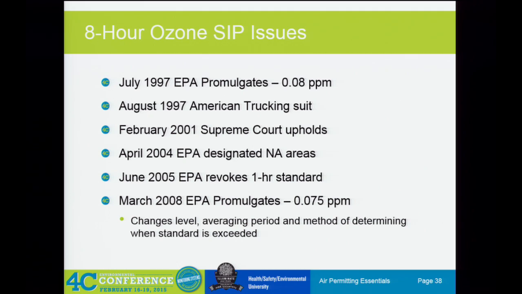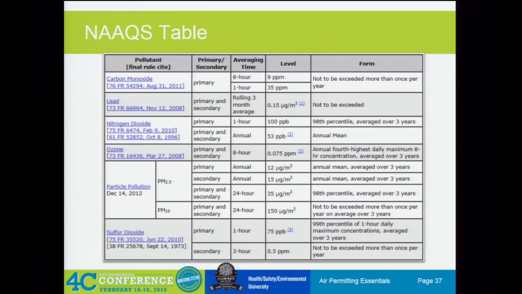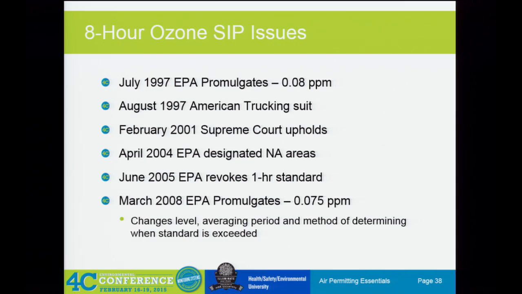This 0.075 standard changes the level, the averaging period, and the method of determining when the standard is exceeded. So what that means is that if you look at this table, in the form column, it lists how you determine how you are meeting that standard and how it's calculated. And so that March 2008 change defined it a little bit differently than the 0.08 standard.